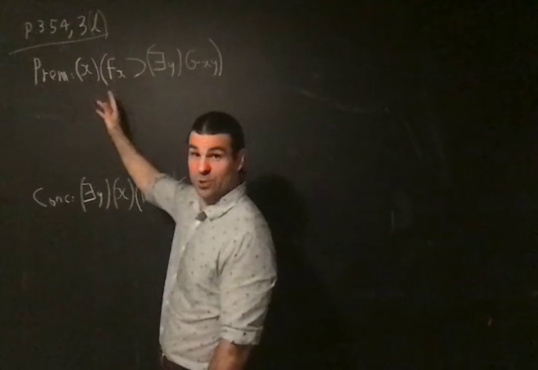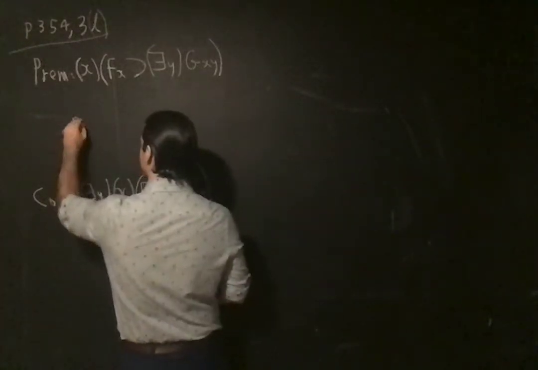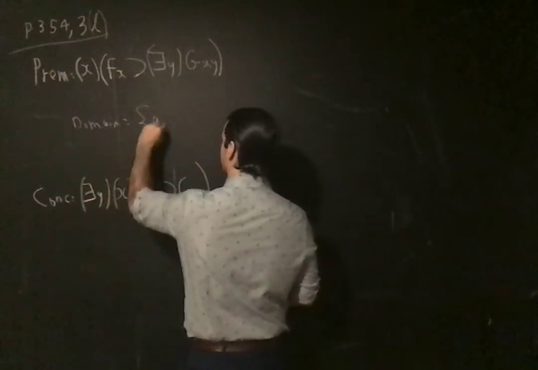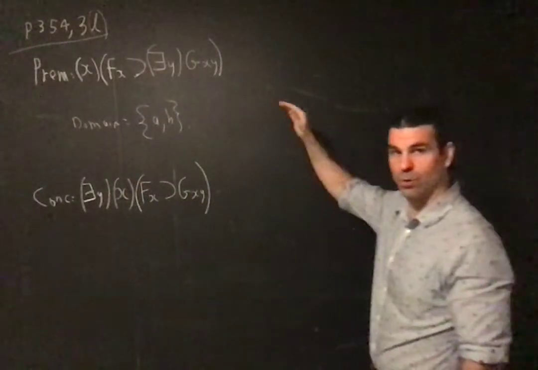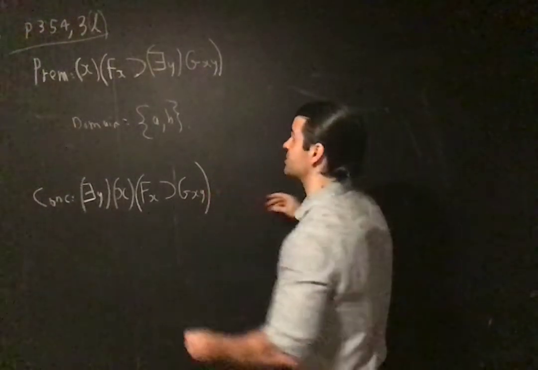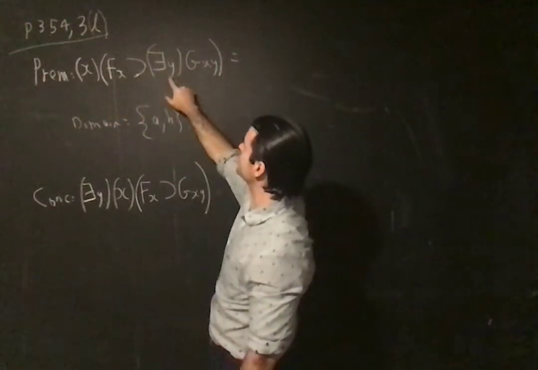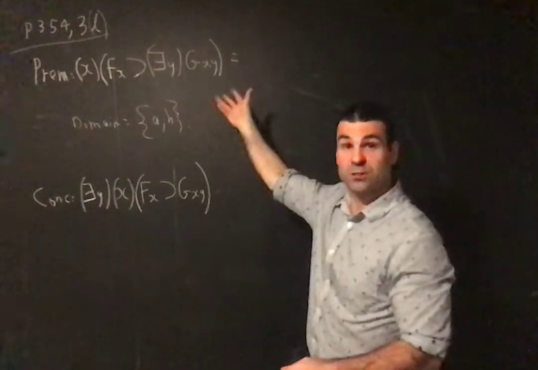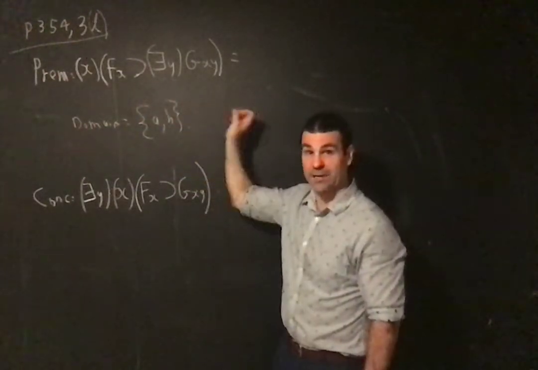So for all x, it's saying this is true of everything. Step 1, specify the domain. Domain equals A, B, right? Step 2, rewrite all the formulas, all the premises and conclusion, to state what they mean in this domain. So for every x, if it is F, then there is a y such that x G's y. So what it means to say that's true of all of them: that's true of A and that's true of B.